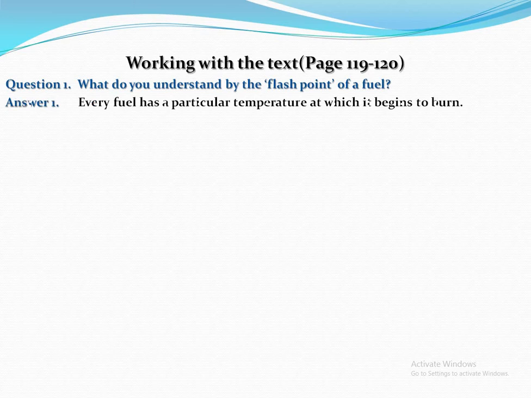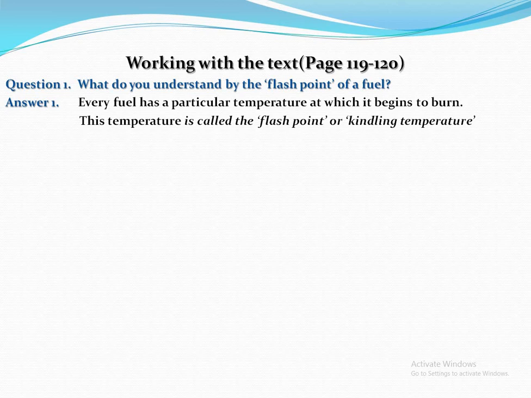Now dear children, let's go to another exercise, that is working with the text, which is written on page number 119 and 120. Let's go to the first question. What do you understand by the flash point of a fuel? The answer of this question is every fuel has a particular temperature at which it begins to burn. This temperature is called the flash point or kindling temperature of the fuel.